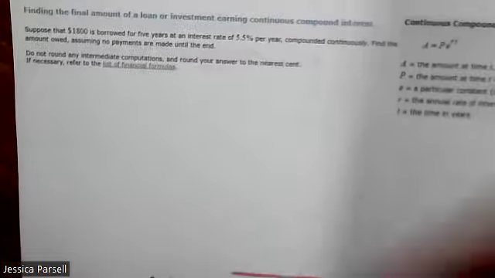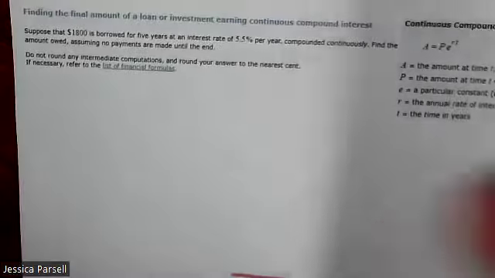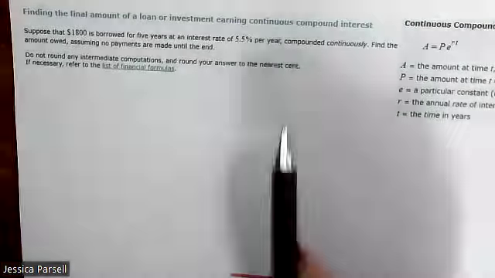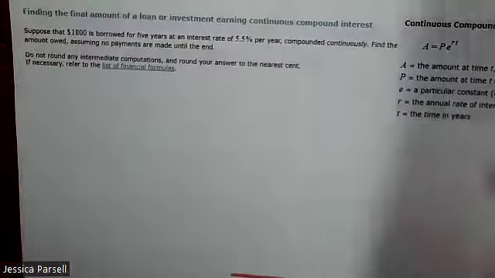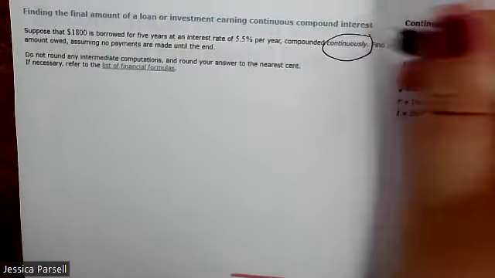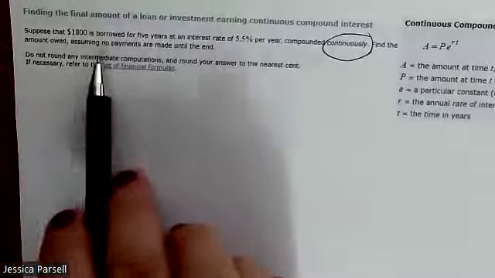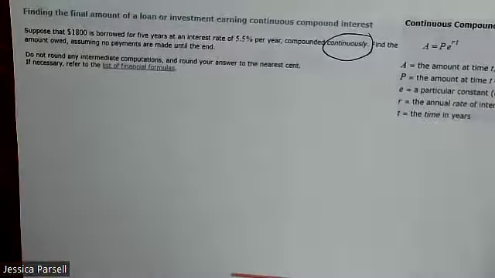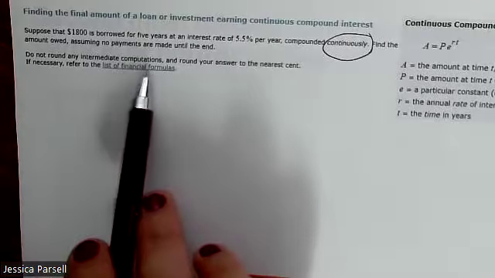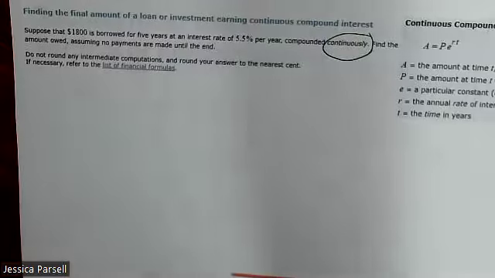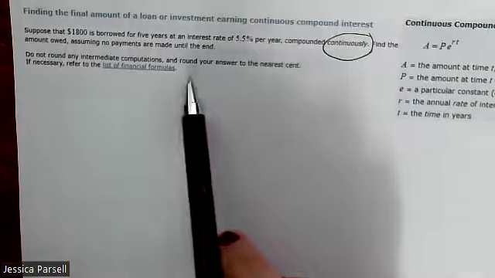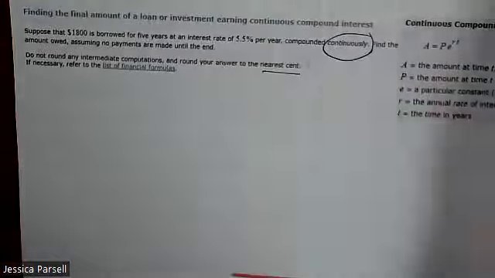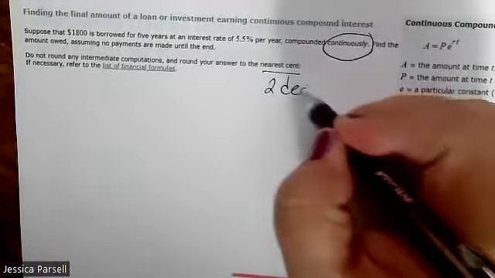Suppose that 1800 is borrowed for 5 years at an interest rate of 5.5%, and it's compounded continuously. Okay, as soon as I see that word, I'm going to circle that. Find the amount owed, assuming no payments are made until the end. Do not round any intermediate computation. So that means don't round to the bitter end. And when you get to the bitter end, round to the nearest cent. So that's 2 decimal places.